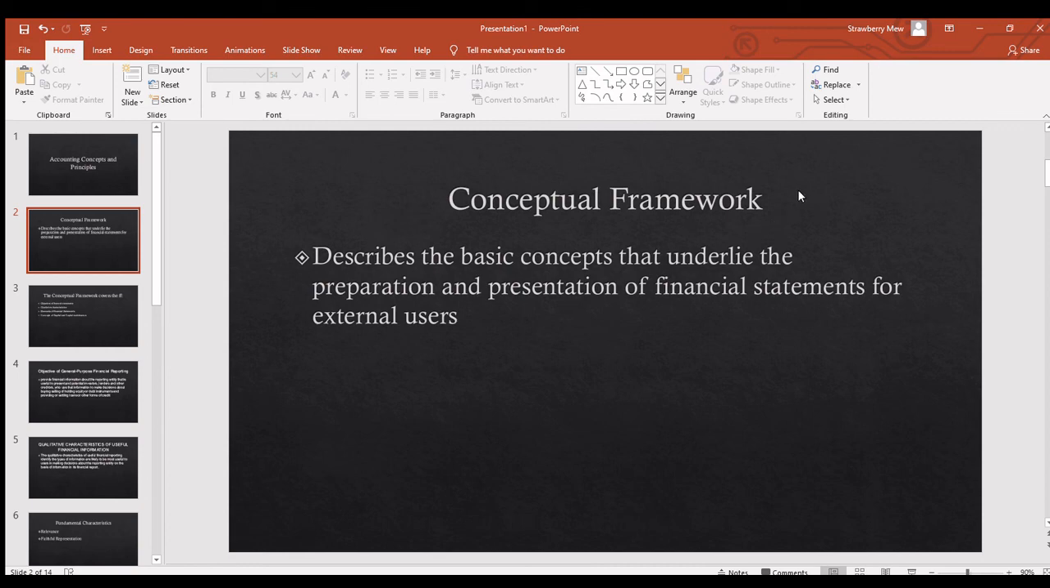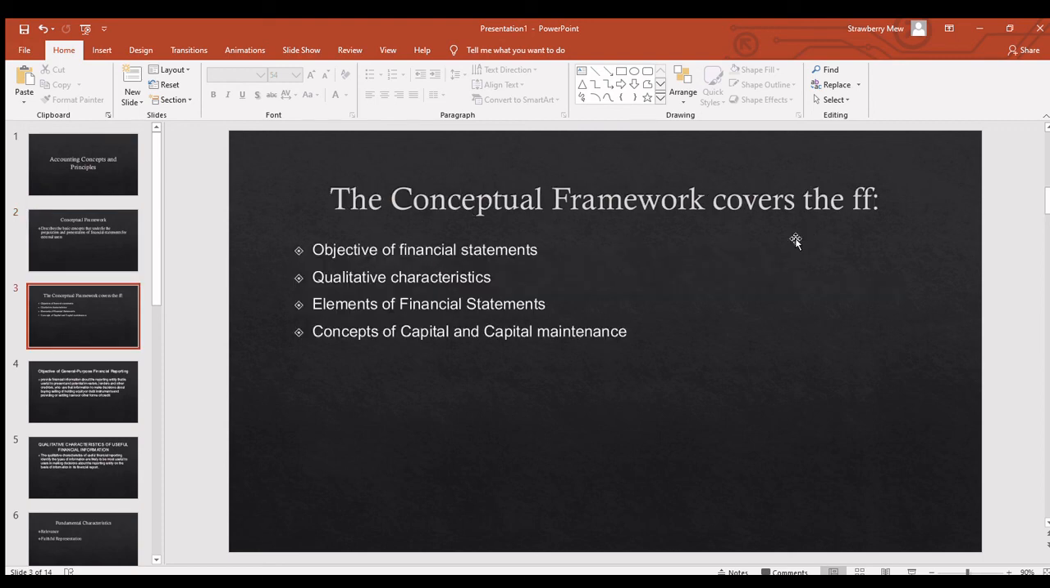So the conceptual framework describes the basic concepts that underlie the preparation and presentation of financial statements for external users. Okay, so yung conceptual framework will be our basis in preparing the financial statements. Okay, so the conceptual framework covers the following. First is the objective of financial statements, the qualitative characteristics, the elements of financial statements, and the concepts of capital and capital maintenance.